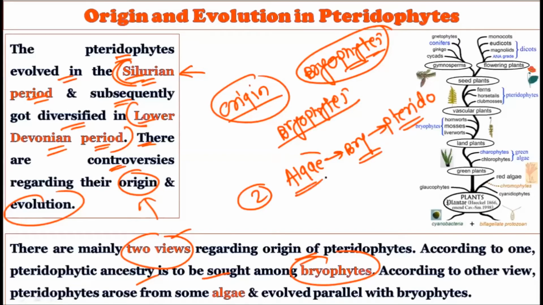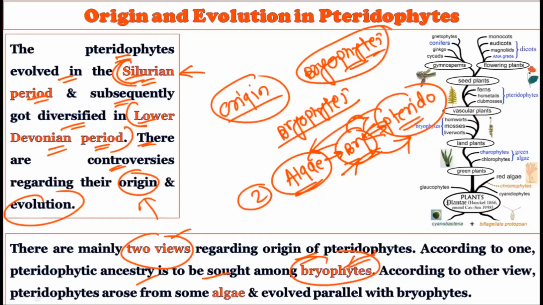So on the evolutionary scale, it looks like common sense that the Bryophytes may be the ancestors of the pteridophytes, because they show much more differentiation than the algae, and the pteridophytes show higher differentiation as compared to the algae and the Bryophytes. So the Bryophytes look like a very natural group as an ancestor for the pteridophytes. But is it true? Are there sufficient evidences to support this? Now, this is the first view, that the pteridophytes originated from the Bryophytes.